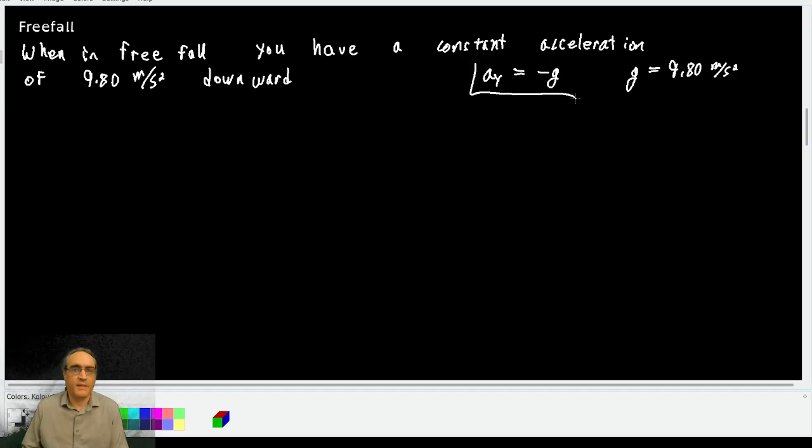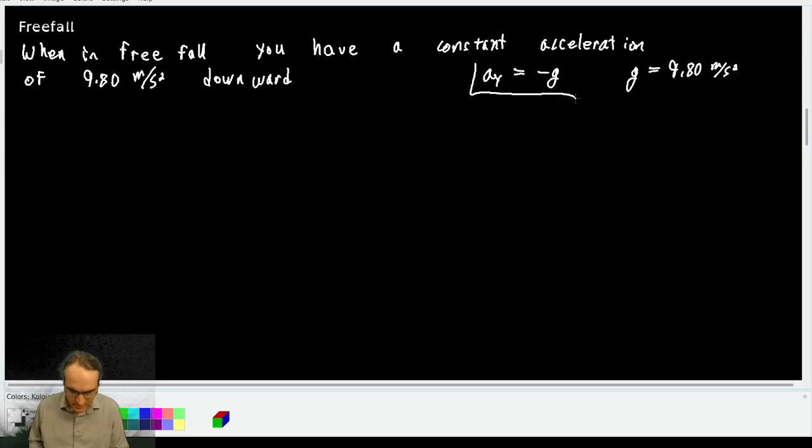Specifically, right around Pasadena City College, it's 9.7946 meters per second squared. I presume that value comes from JPL or Caltech, or possibly from decades of values averaged at Pasadena City College. Either way, we're going to use 9.80.